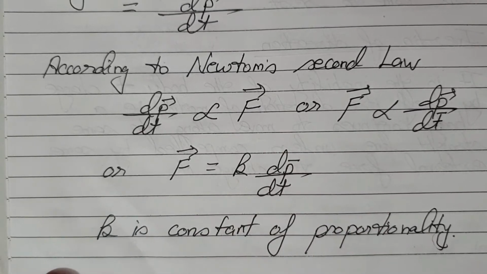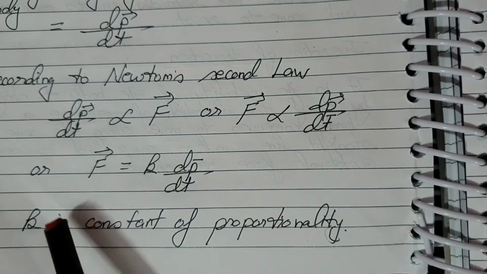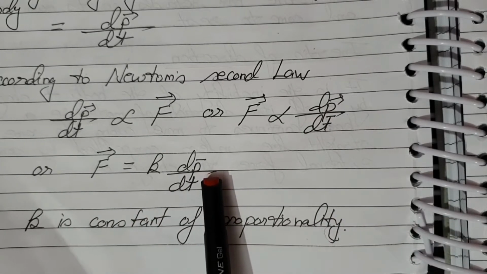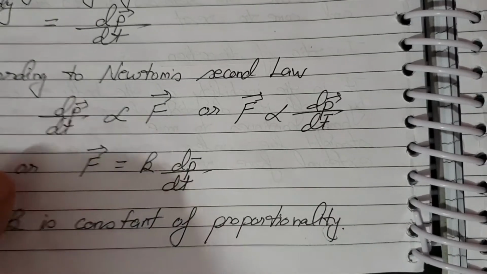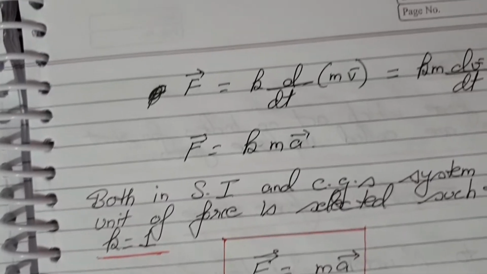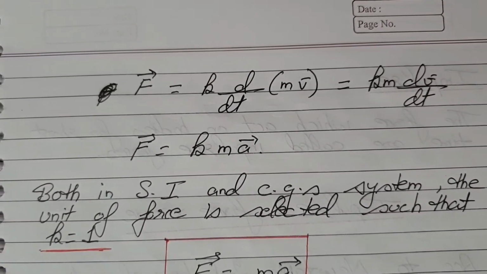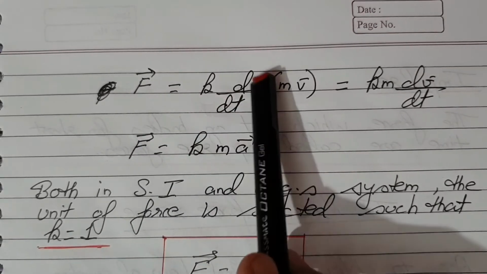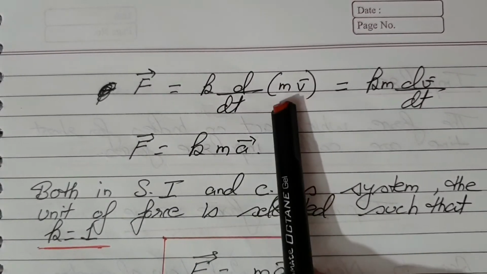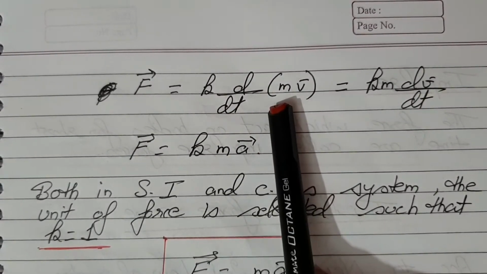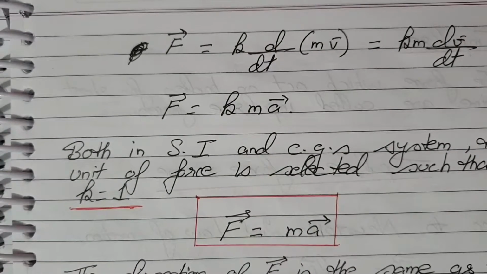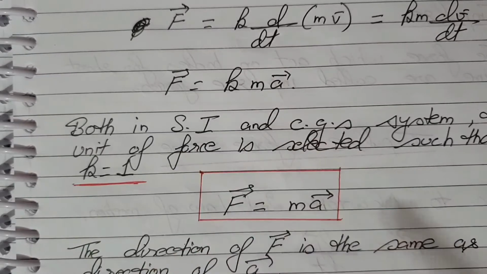What is K? K is the constant of proportionality. Now F is equal to K dP by dt. What we will do is substitute the value of P in this equation. We know that P is mv. So F is equal to K d by dt of mv. Since m is not going to change, taking the m common, this is Km dv by dt. So this force F is equal to Kma.